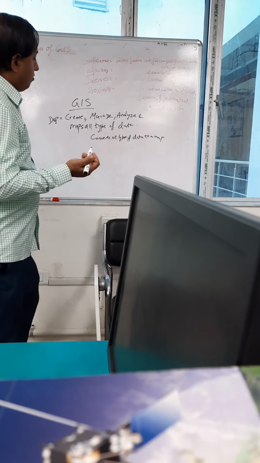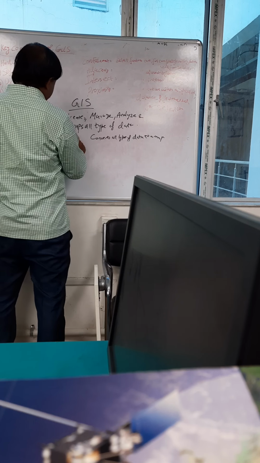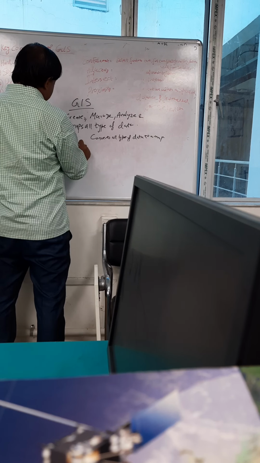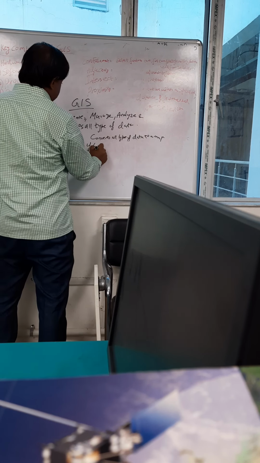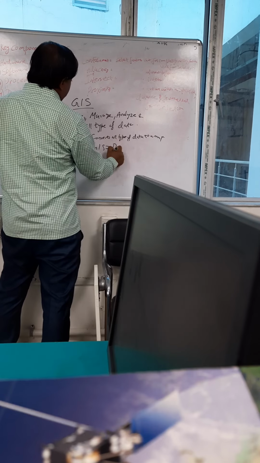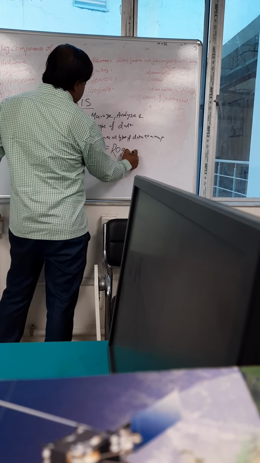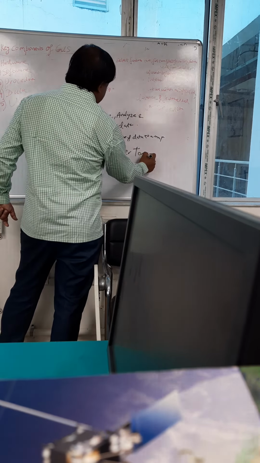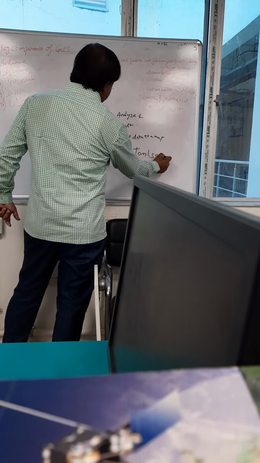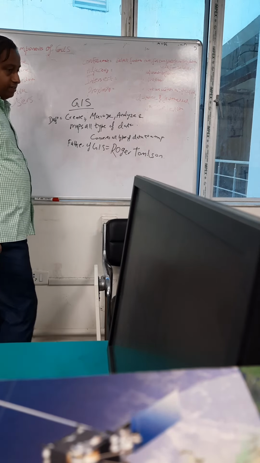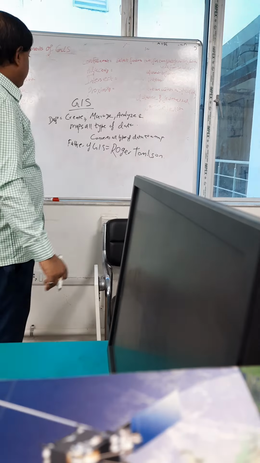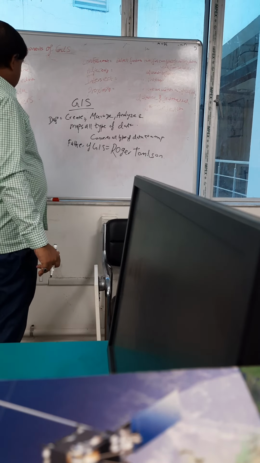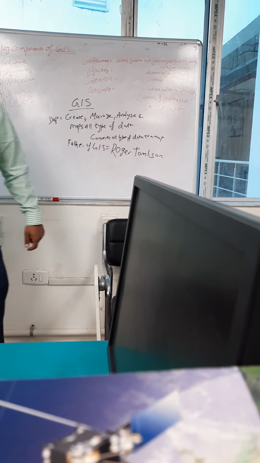And who is the father of GIS? It is Roger Tomlinson. He is the father of GIS, the scientist for the GIS. Roger Tomlinson.